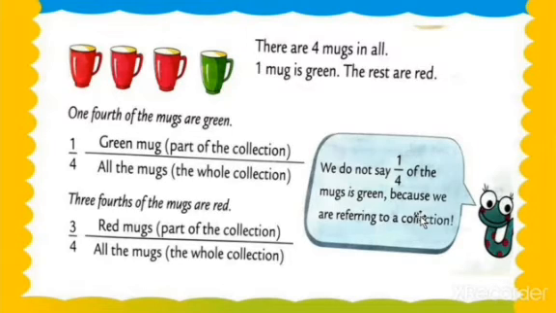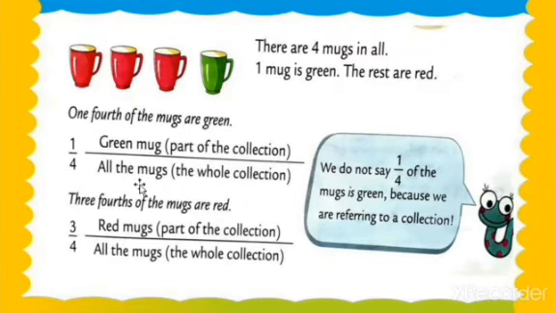Okay, again I repeat, there are 4 mugs in all. 1 mug is green, the rest are red. 1/4 of the mugs are green. See this, my dear students, 1/4 of the mugs are green. Only 1 mug is green in color and the rest are red. So first of all let's check the denominator. How many mugs are there, my dear students? There are 4 mugs. That's why we write 4, all the mugs, the whole collection.